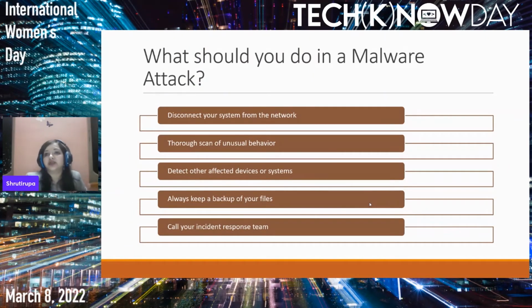Call your incident response team. For example, you are in an organization, and your organization suffered from some kind of malware attack. Of course, the very first team that is supposed to work on this and figure out what has happened is the incident response team. So contact them, let them know if you have observed some kind of unusual activity, let them analyze, and later they can help you figure out how to remove the malicious program from your system.